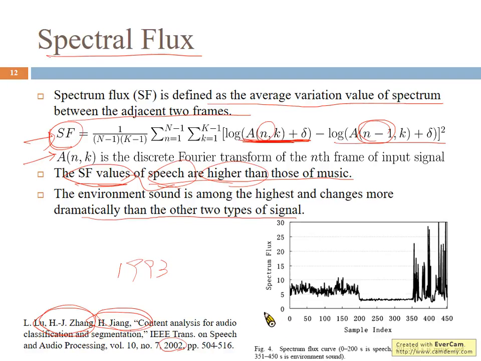This is an example showing the first part is speech, the second part is music, and the third part is environmental sound. We can see the difference between them. The music has a very low SF value, the speech part has a larger SF value, and the environmental sound has the highest SF values.